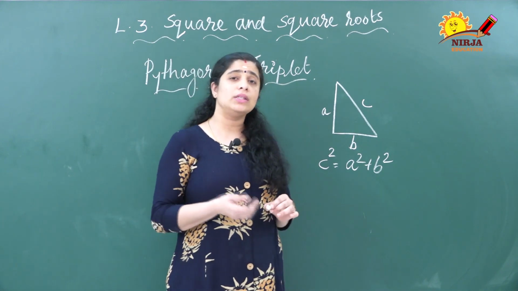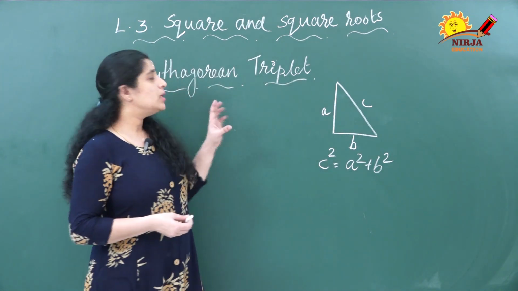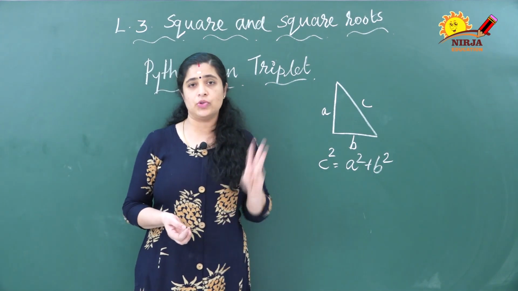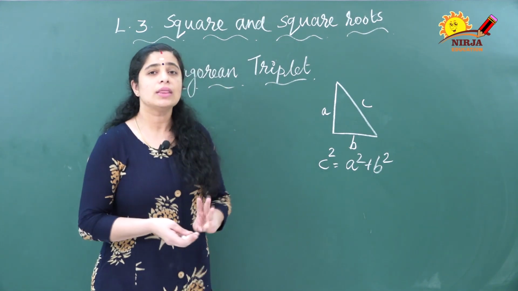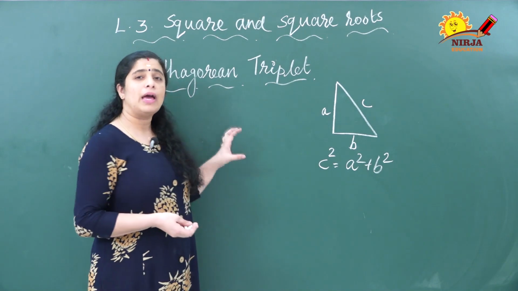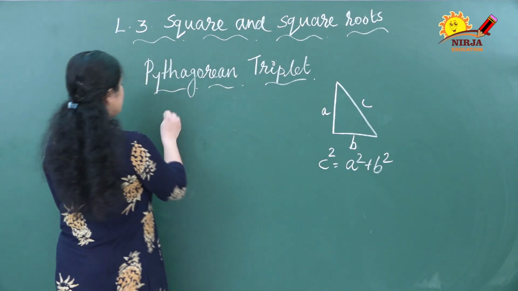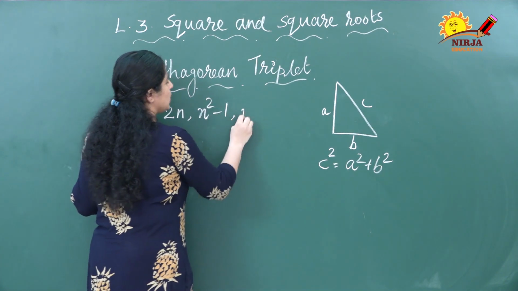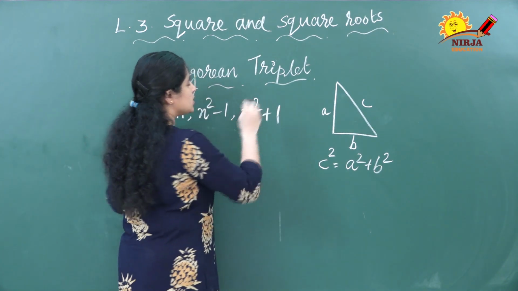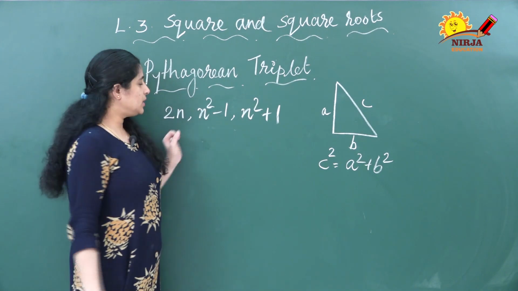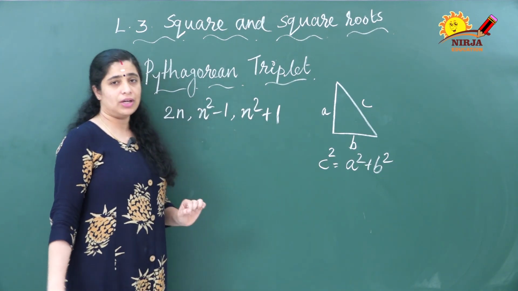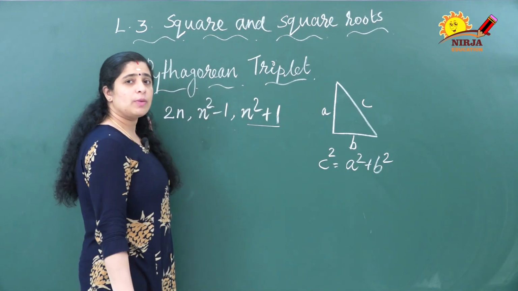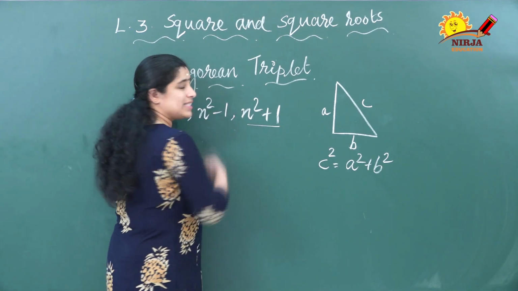This Pythagorean theorem we can apply to numbers also. Suppose we are taking three numbers, in representing form. Suppose the numbers are 2n, n square minus 1 and n square plus 1. These are the three numbers I have taken. You know that n square plus 1 is the longest side here.